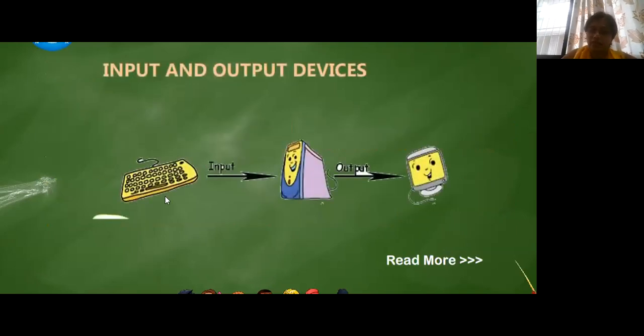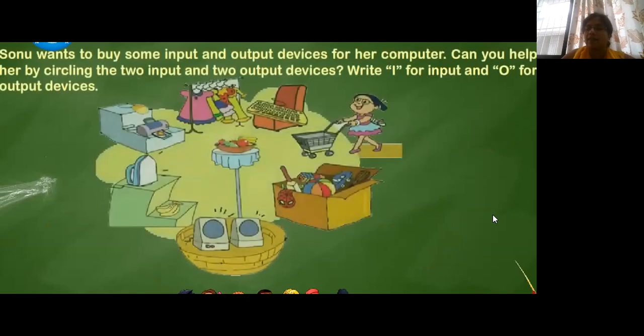Yes, see, this is how it is. Keyboard and mouse put information into the CPU. The CPU does whatever you have asked the computer to do, and it displays on the monitor. So the monitor is an output device.